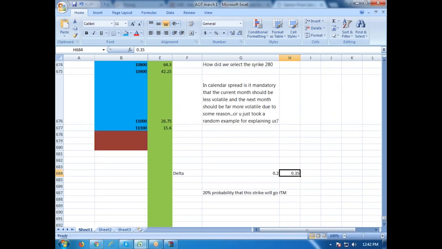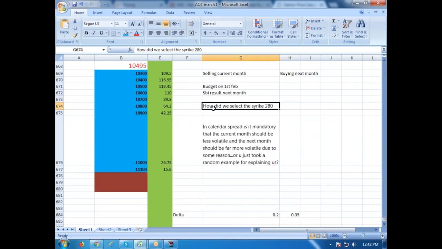So I chose 280. I could have chosen 260 or 270, it was at 260, but then I chose 280 because at that time its delta was around 0.2. So I chose this 20% probability, a 20% chance that it will be in the money, so there is an 80% chance it will not be in the money. That makes it a safer bet for me that it won't be in the money this month. And if it doesn't go in the money this month, it expires worthless, and my next month will give me a long call option at a very low cost. That was my objective. I should be switching it to the 270 strike price now, but I'm not doing that.